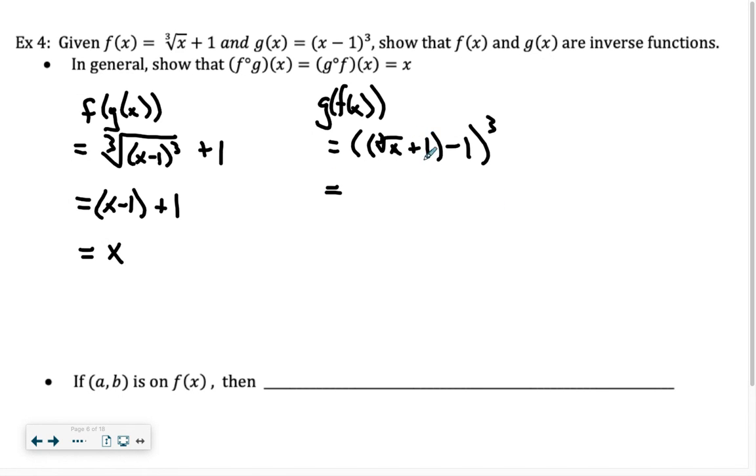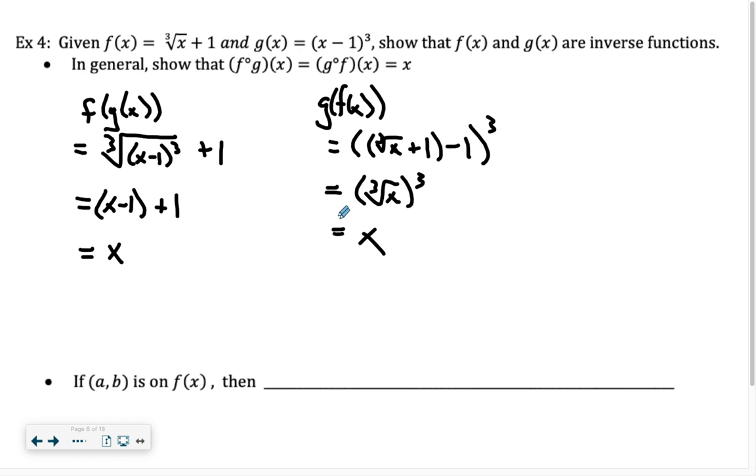Well, plus 1 minus 1 cancels out, so I just have the cube root of x cubed, and the cube root and the cube cancel out, and we get x. So since I was able to show that f of g of x equals x and g of f of x equals x, that proves that these two functions are inverses of each other.